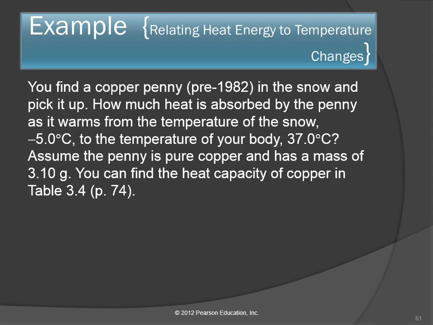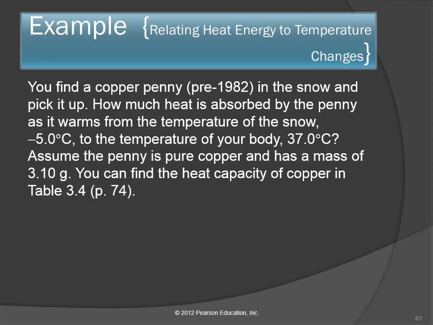So here's a problem with a whole bunch of words in it. You find a copper penny in the snow and pick it up. How much heat is absorbed by the penny as it warms from the temperature of the snow, which is minus 5 degrees Celsius, to the temperature of your body, which is 37 degrees Celsius? Assume the penny is pure copper and has a mass of 3.10 grams.